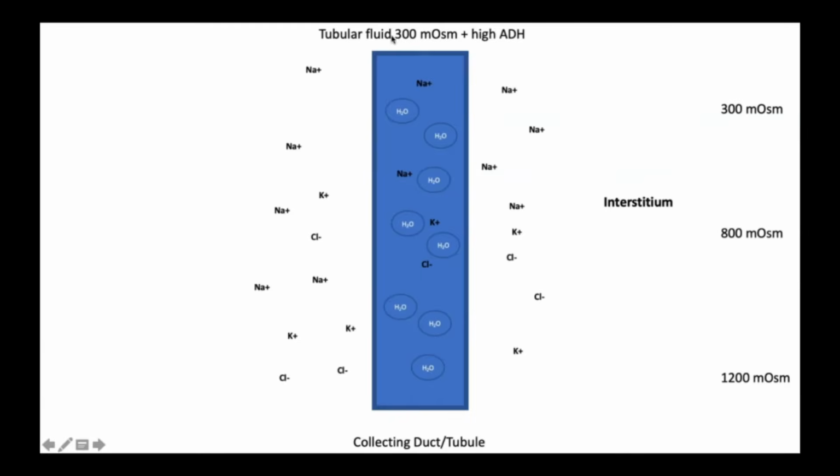Now this is what I was trying to ask before. I want you to imagine a scenario in which your tubular fluid is 300, but you still have the interstitium increasing in osmolarity. The loop of Henle went to a lot of trouble to make hypotonic fluid here. So let's consider what would happen if your tubular fluid was not hypotonic by the time it gets to the collecting duct. This is obviously not the real situation, but let's see what would happen.